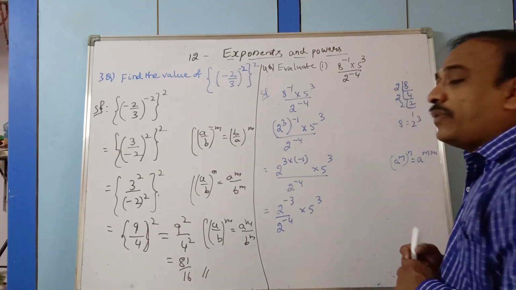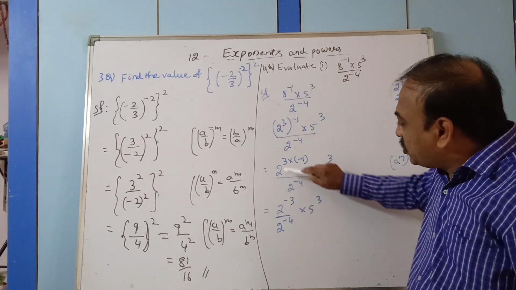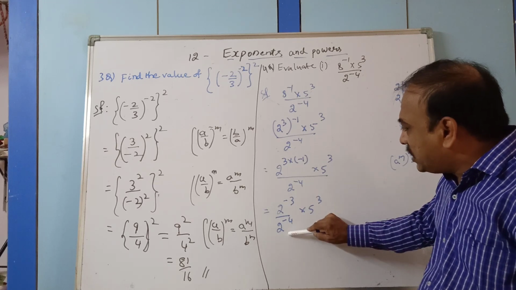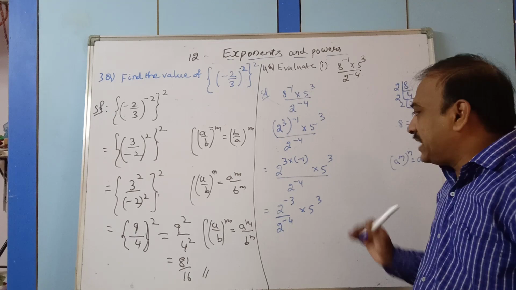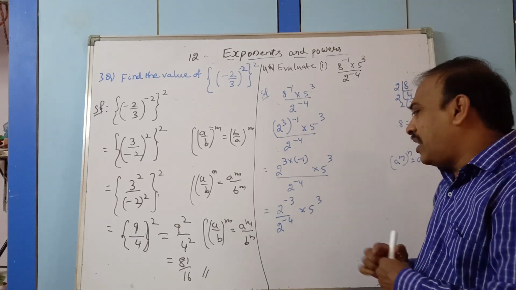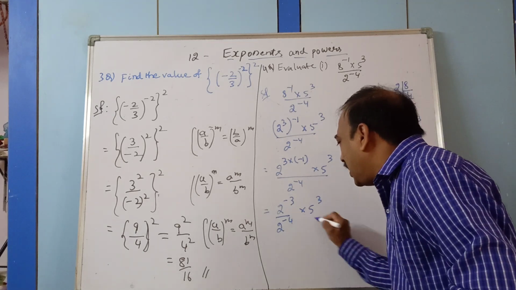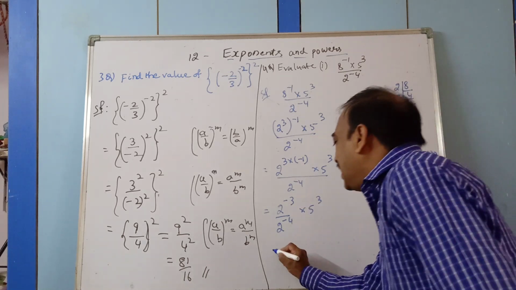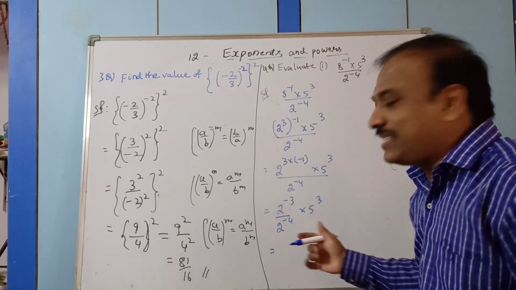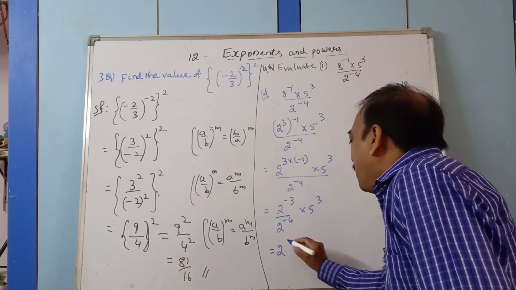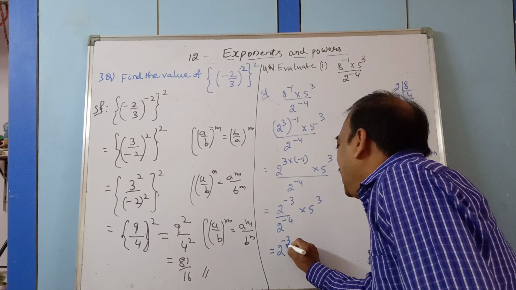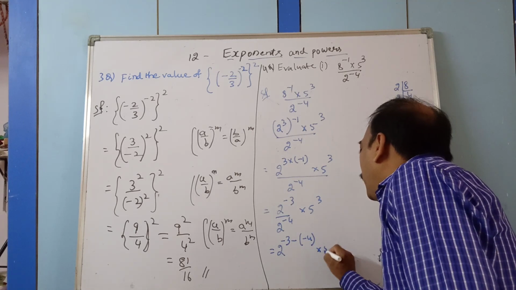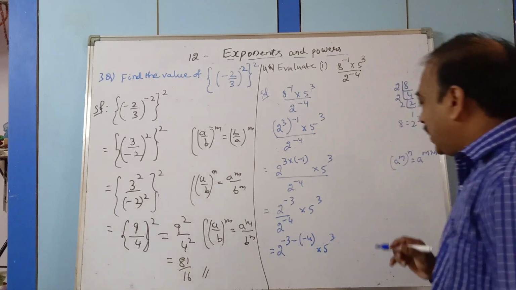And now we are using the formula. Bases are same. So 2 power 3 into minus 1, minus 3, and by 2 to the power minus 4 into 5 power 3. I just took that separately, or else you can continue like this also. a to the power m by a to the power n can be written as a to the power m minus n. Yes, a to the power m minus n: minus 3 minus of minus 4 into 5 to the power 3 into 5 to the power 3.